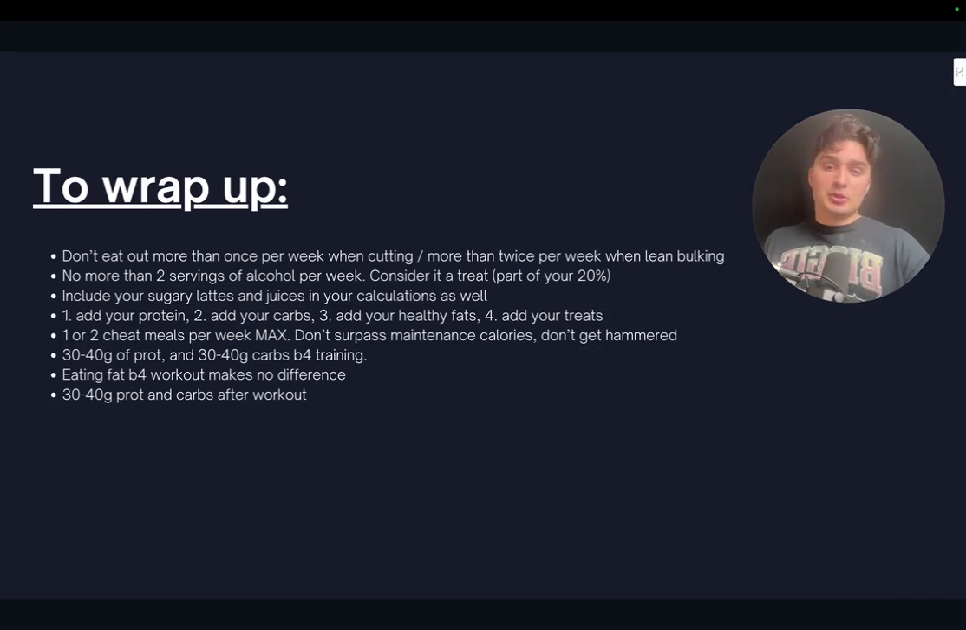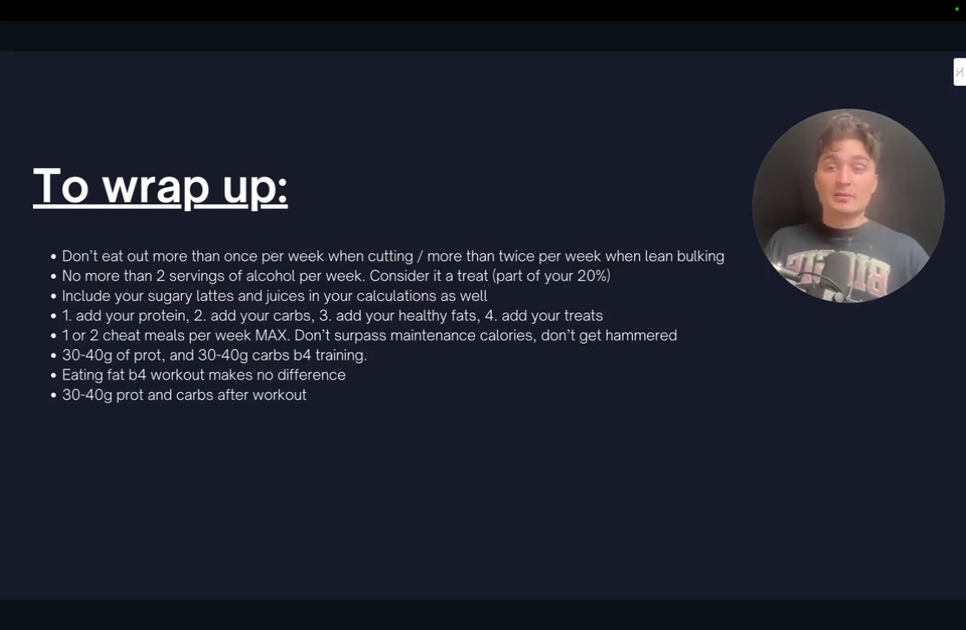But just bear that in mind, that yes, alcohol is poison and it is really bad for you. Just remember that. You may think it's not as bad as a cheesecake, for example, or ice cream, but it's way worse. Okay, just remember that. That's all. And consider it a treat. Make sure you account for it in your 20% treat allocation when creating your meal plan. And that goes for sugary lattes and juices as well.